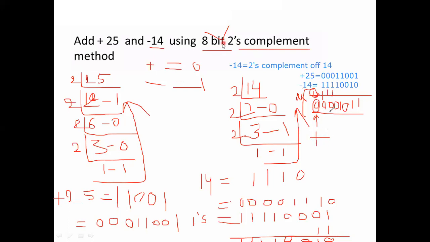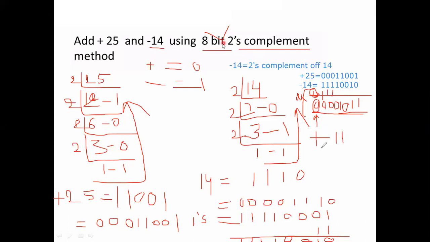The result is plus 0001 011. So what is the result here? 0001011, that is 1011. 1011 means what is the equivalent decimal? 11. The decimal equivalent is plus 11.